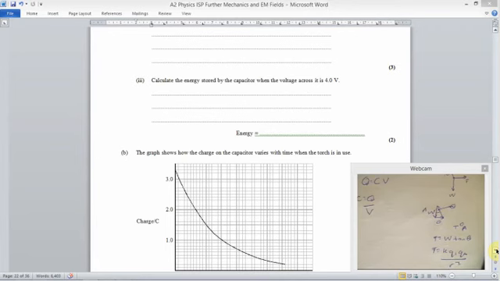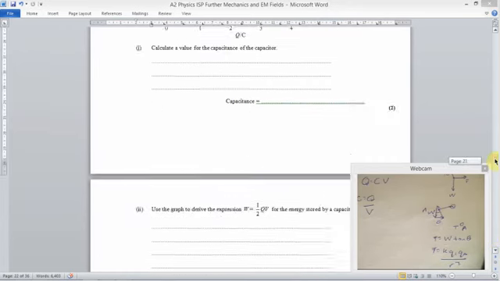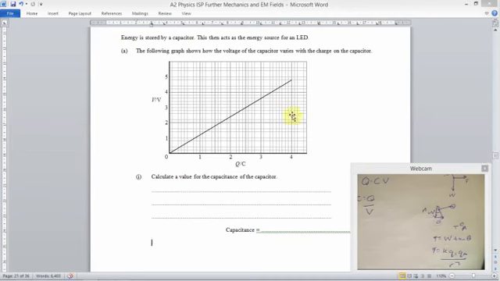Remember, the energy stored is the work done. Calculate the energy stored by the capacitor when it has 4 volts across it. Again, we're just looking at the area under the graph, up to 4 volts only. So don't go beyond this 4 volt line here. That's what they want, the area under here, up to that 4 volts.